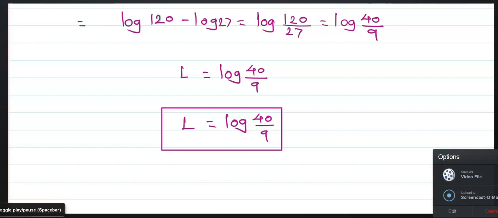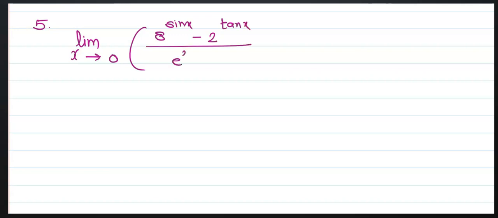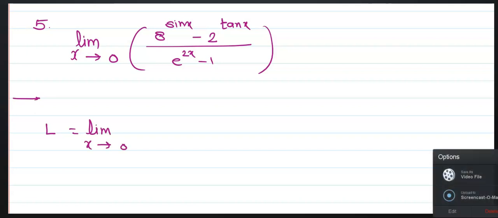Now we'll see the next example. Limit x tends to 0, (8 raised to sin x minus 2 raised to tan x) upon (e raised to 2x minus 1). Now again, this is of the form: the numerator is a raised to x minus 1 upon x, this form. This is also the same form. And next is e raised to x minus 1 upon x. Now we'll see here how to solve that.